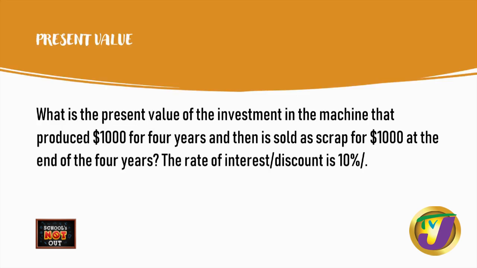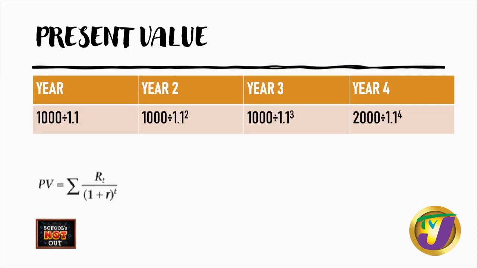All right, so what is the present value of the investment in the machine that produces $1,000 for 4 years and then is sold as scrap for $1,000 at the end of the 4 years? Remember that question about producing masks and also purchasing a sewing machine. So the discount rate or the interest rate is 10%.